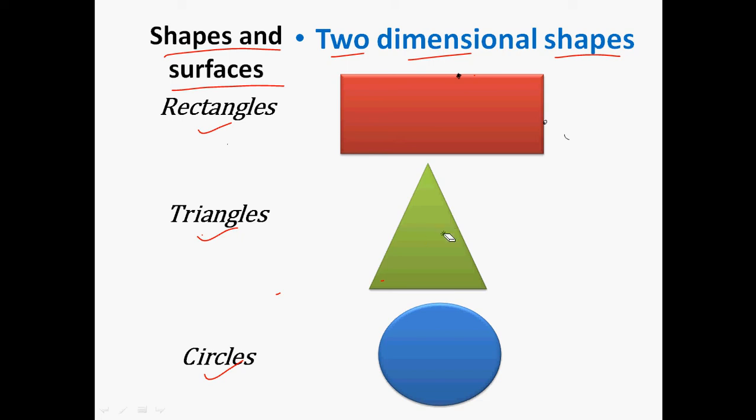One, two, three. The top one is longer than the middle one. Circle is like a face. Don't forget to look around you and show me or draw any shape that you have, like rectangle and triangle and circle.